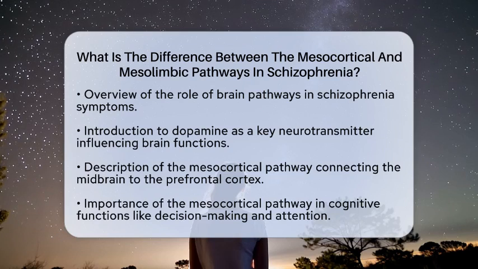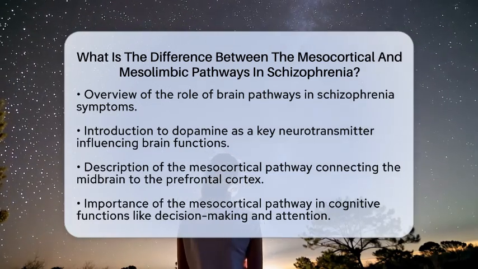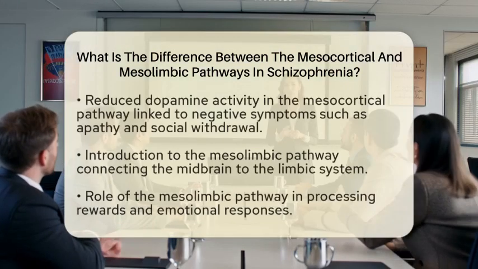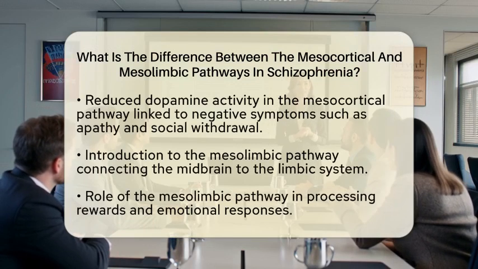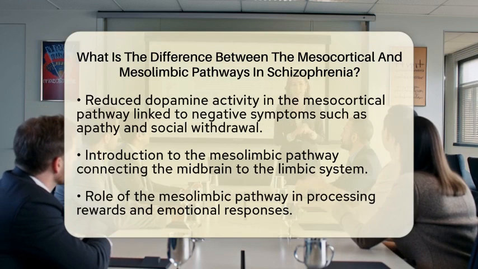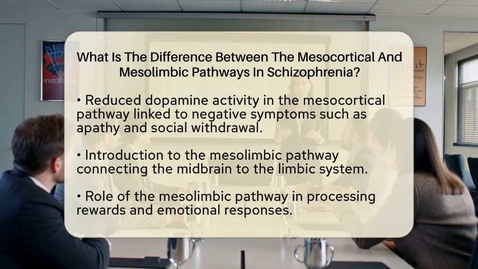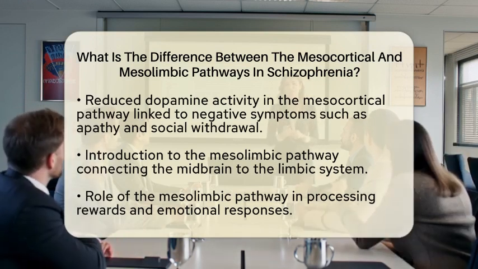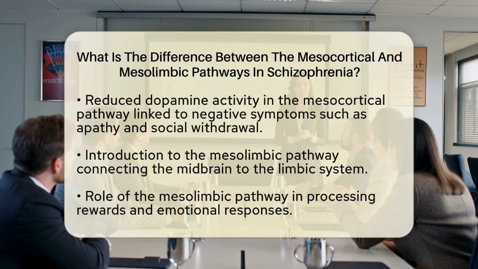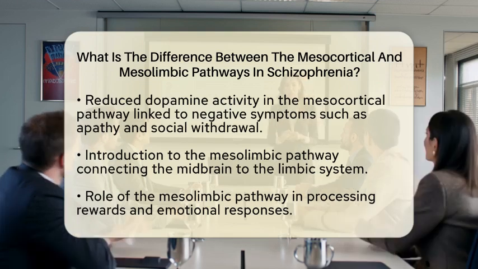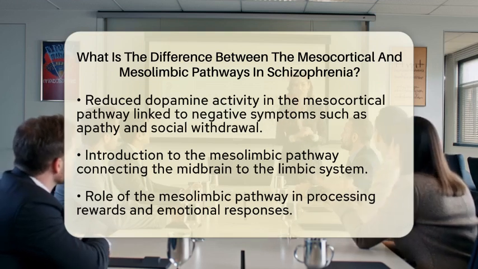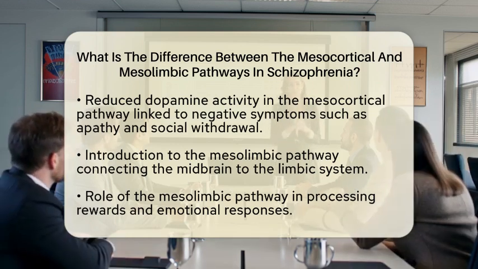The mesocortical pathway connects the ventral tegmental area of the midbrain to the prefrontal cortex. This pathway is essential for cognitive functions like decision-making, planning, and attention. In individuals with schizophrenia, there is often reduced dopamine activity in the mesocortical pathway. This decrease is associated with negative symptoms, such as apathy, lack of motivation, and social withdrawal.